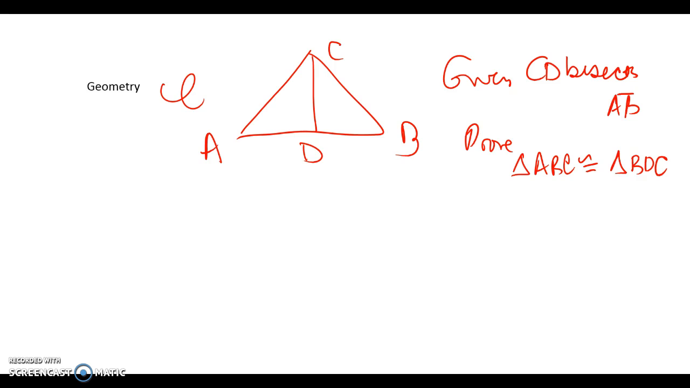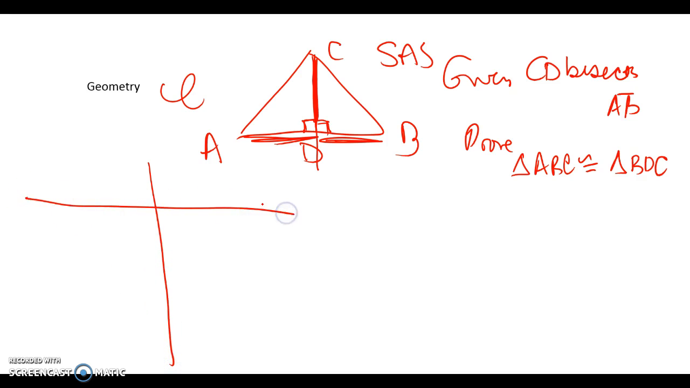I think that if CD bisects AB, a bisector has to come at that thing it bisects perpendicular, so it's a 90-degree angle. And since this side is the same, we want to prove it's congruent. These angles are the same, and these sides are the same. We could prove it by side angle side. So let's try it.